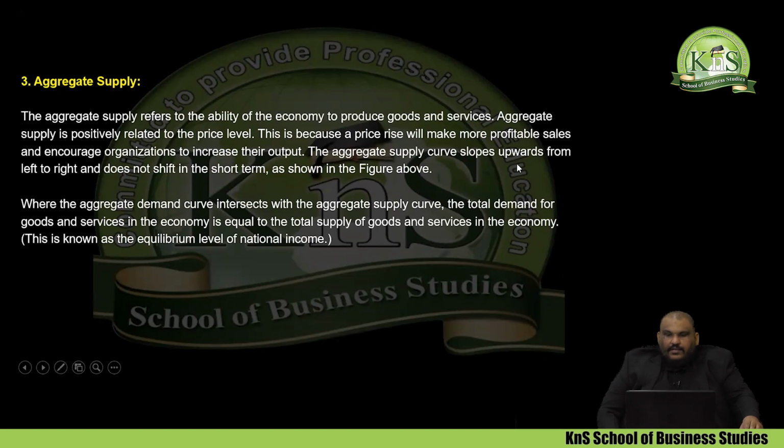This is because a price rise will make more profitable sales and encourage organizations to increase their output. The aggregate supply curve slopes upwards from left to right and does not shift in the short term as shown in the figure above. Now, what does this mean? That supply does not change in the short term. Consider a small business.